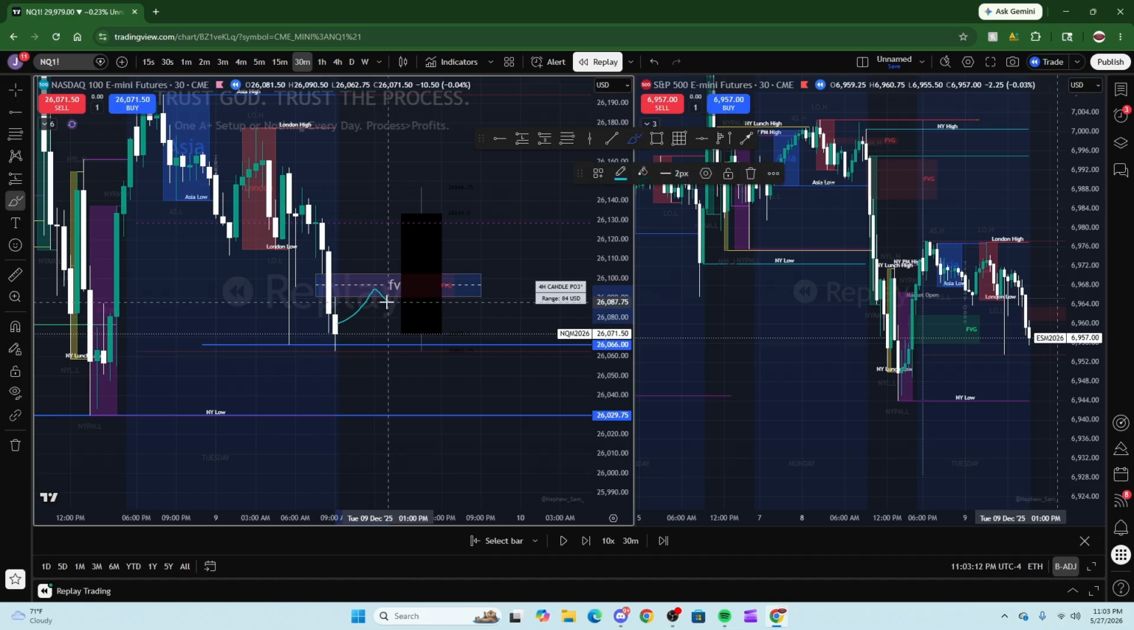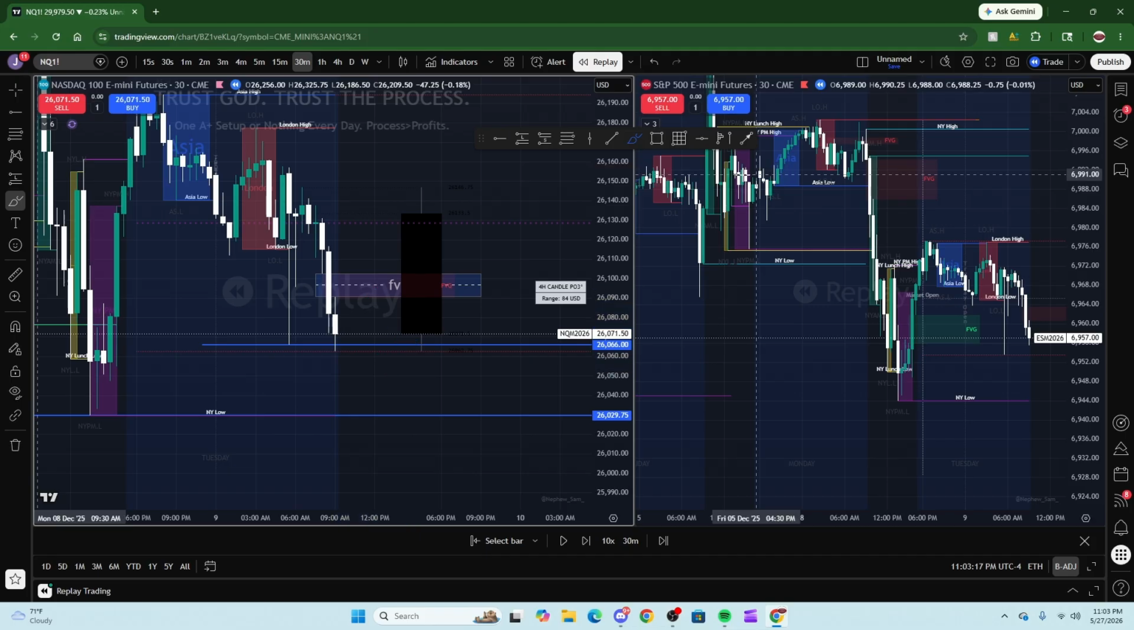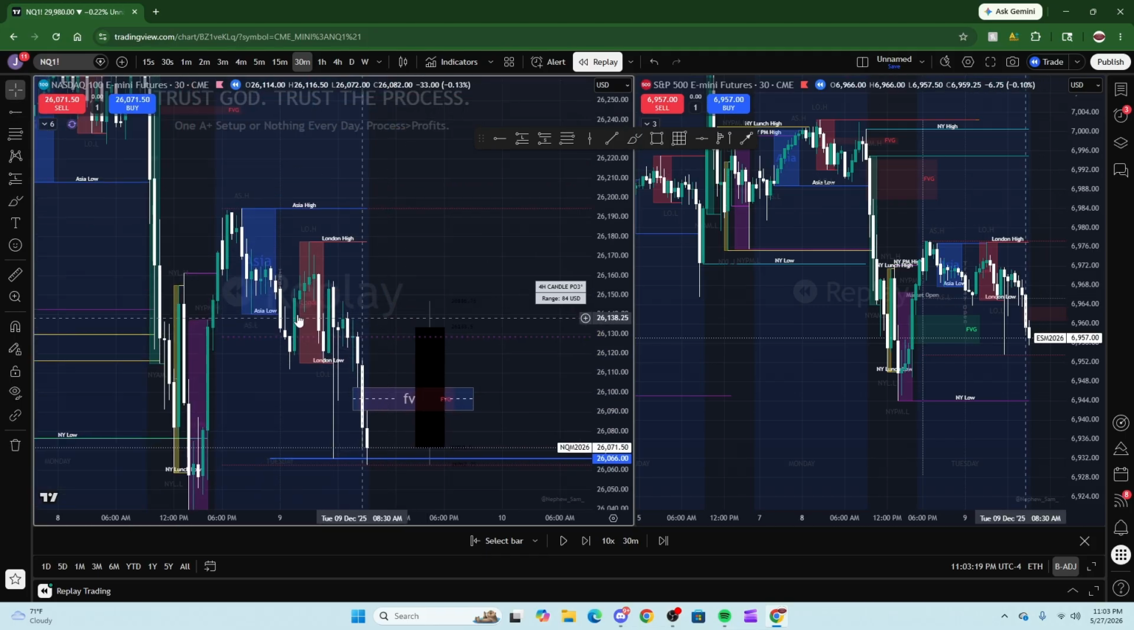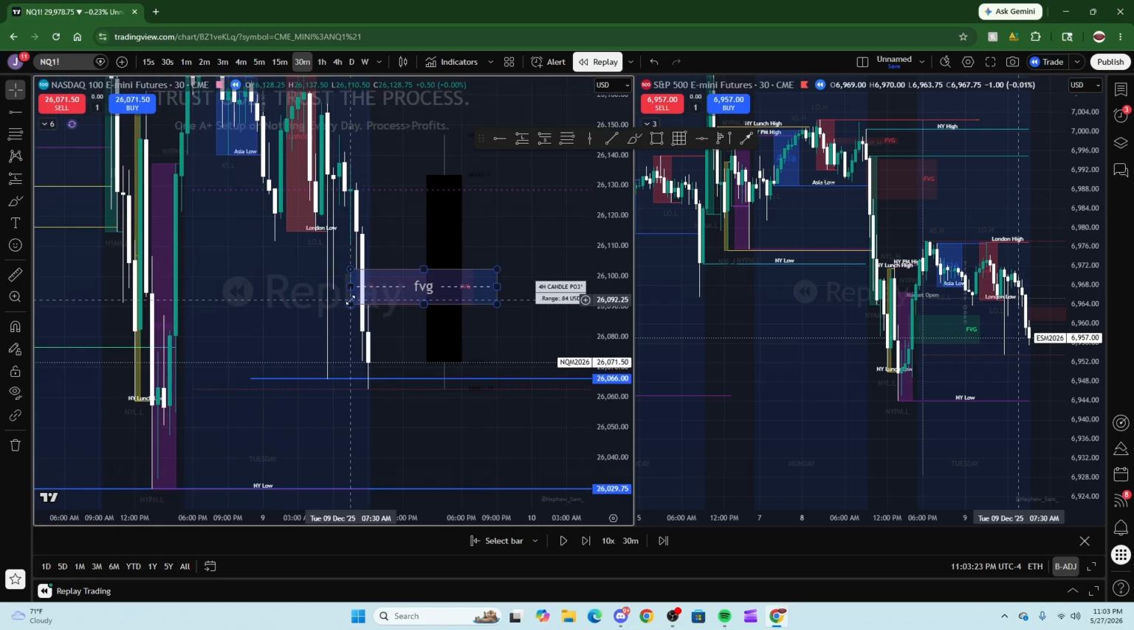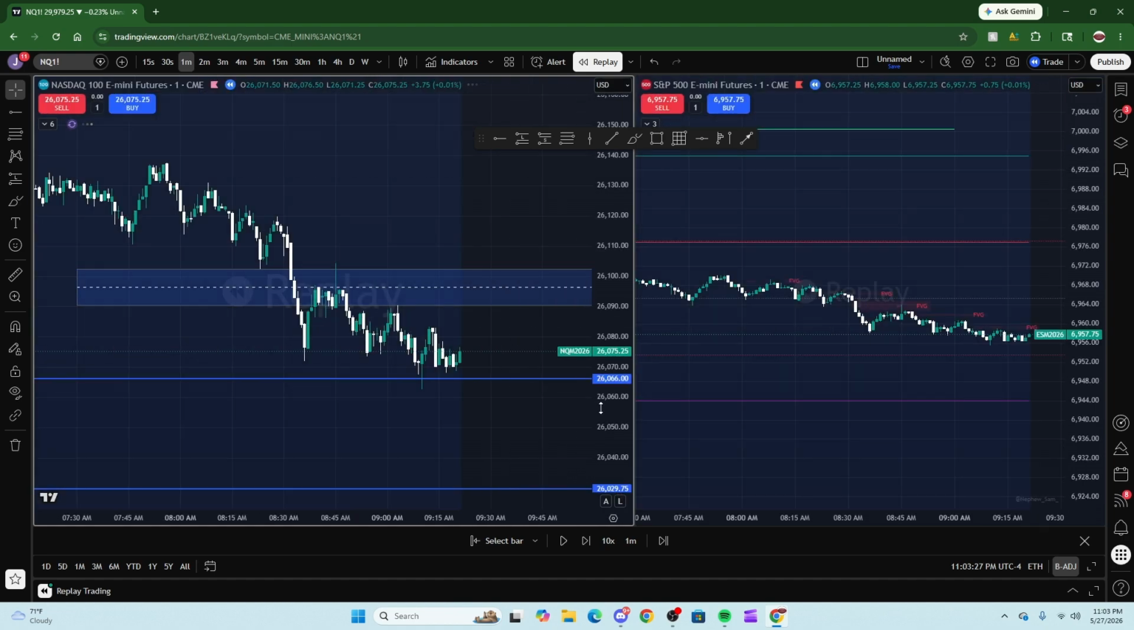If we tap and respect this and we get an entry below the gap, I will say, okay, we're bearish, which helps line up with our higher time frame bias here. Because we're respecting a 30-minute gap and we have draws below. So that's how I look at the pre-market.